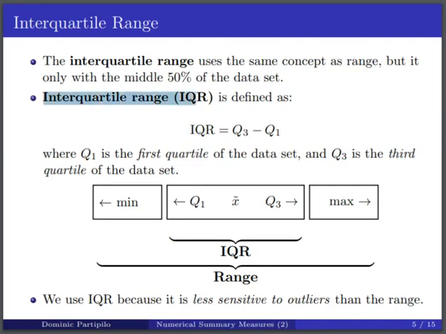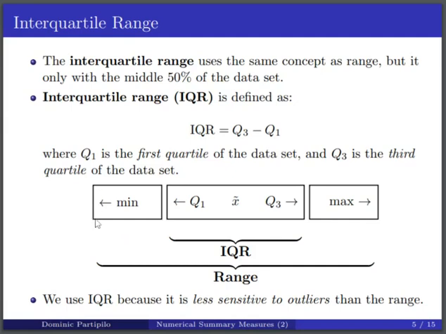Interquartile range, or IQR, is defined as Q3 minus Q1. Q1 is known as the first quartile of the data set, and Q3 is known as the third quartile of the data set. And what does that even mean? Well, let's look at a picture. If our data set is this rectangle here, and we want to locate where Q1 and Q3 are, it's helpful to know where they are relative to the min and the max.